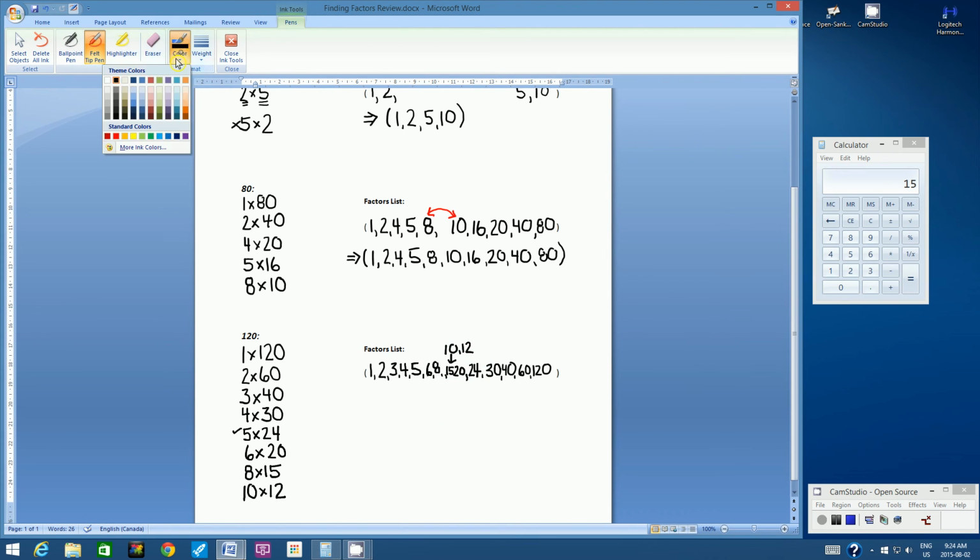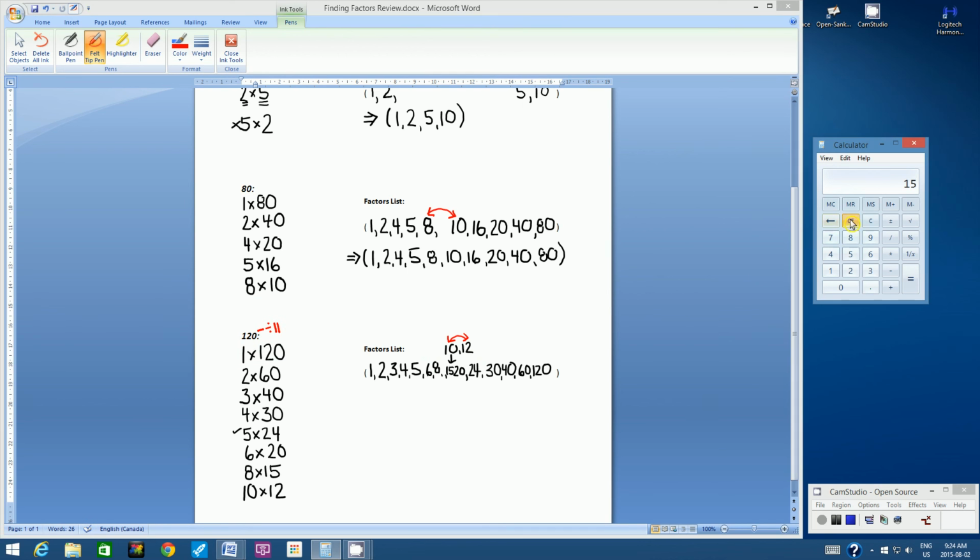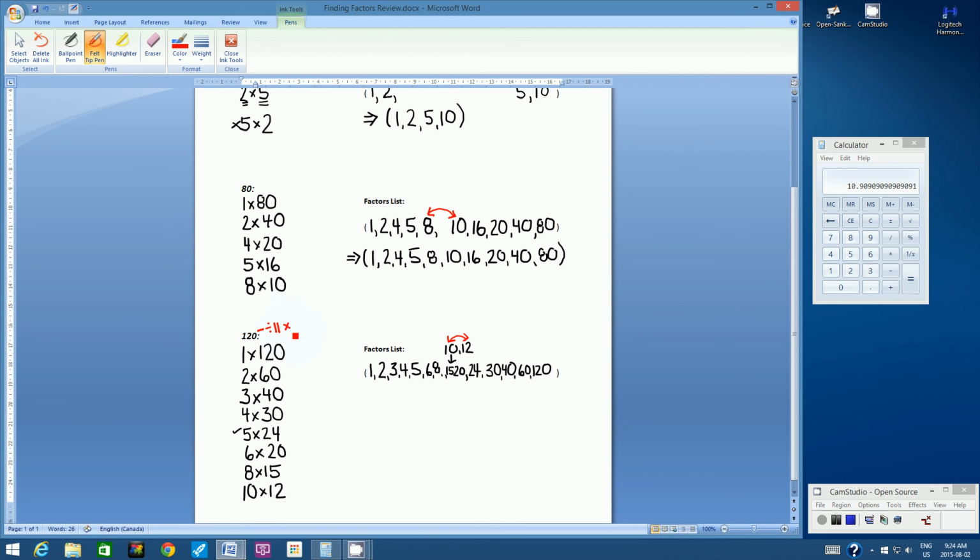Now, remember how I said in example 2, how do you know when you're done? Well, when these two numbers get close together. So 10 and 12. There's only one number in between 10 and 12, and that's 11. So let's check, is 120 divisible by 11? Do we get a whole number, I mean? No, so 11 does not work. So that's how we know we're done. When these two numbers, the last pair, are fairly close to each other.